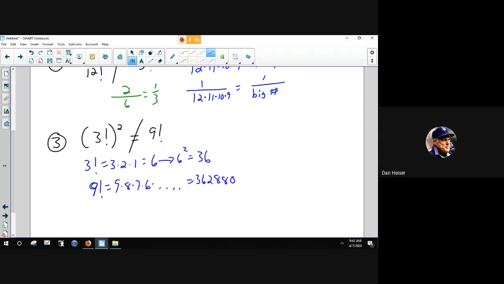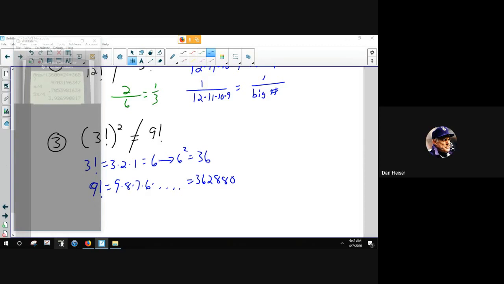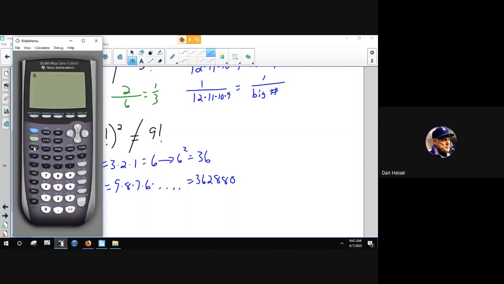Now, is it possible to do factorial on your TI graphing calculator? You bet it is. Here's what we're going to do. The math button right here gives you this screen. Going to arrow over to the probability menu, and it's option number 4.